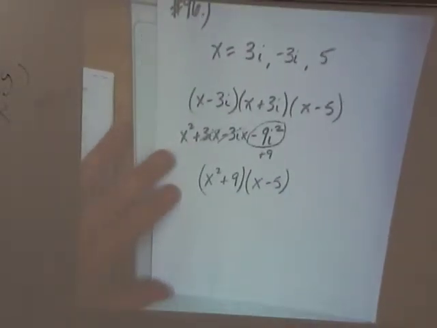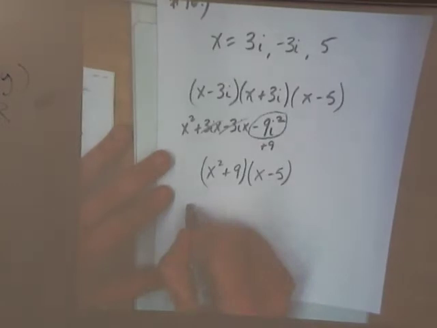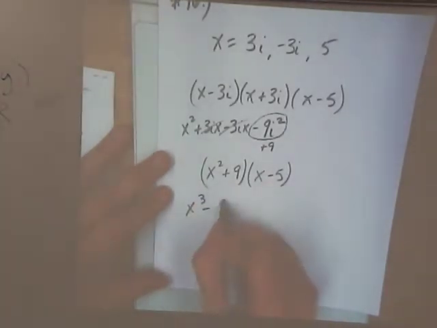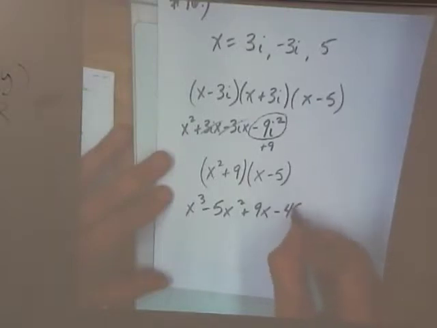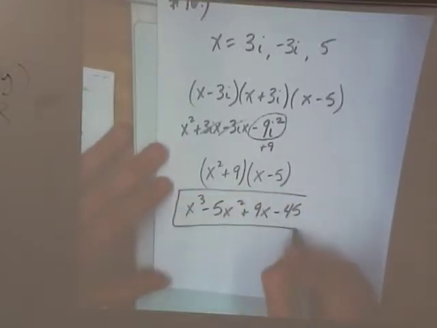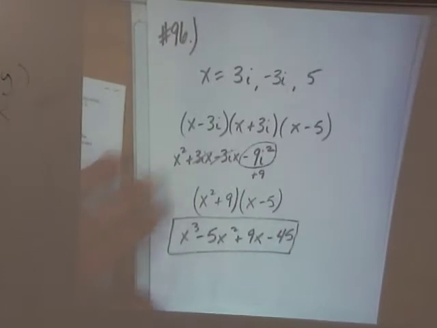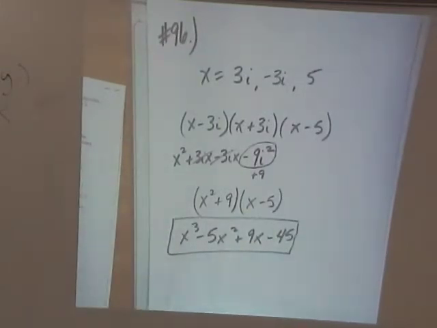I gotta multiply it by x minus 5. So I end up getting x cubed minus 5x squared plus 9x minus 45. Questions?